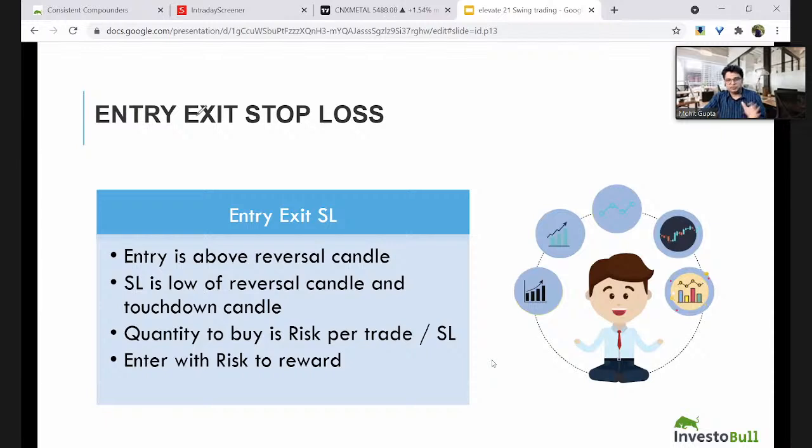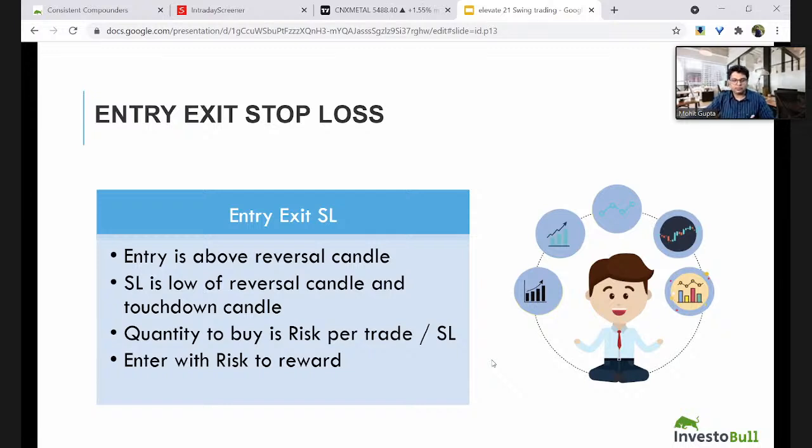So this is a very basic trading setup: entry, exit, stop loss. Entry is above the reversal candle, stop loss is the low of the reversal candle, or one or two candles around the reversal candle, or touchdown candles you may call. You can keep the stop loss at the lowest of that. Quantity is very important. How much quantity do you buy?